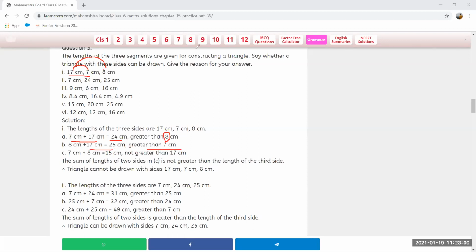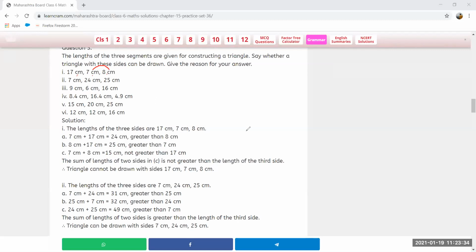Now we can take... हमने सबसे पहले 17 और 7 लिया, फिर हमने 17 और 8 लिया, तो तब हमारा थर्ड साइड हो गया 7. Now we can take these two sides, 7 and 8. Now 7 plus 8 is how much? 15 centimeter, but this 15 is not greater than 17, therefore this triangle cannot be drawn with side 17, 7 and 8 centimeter. Okay.